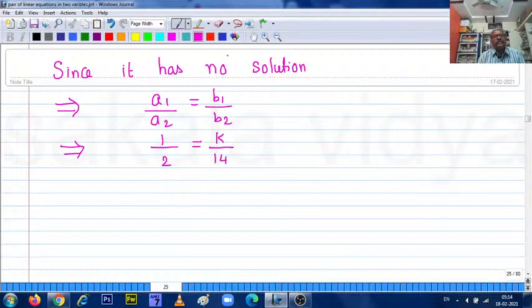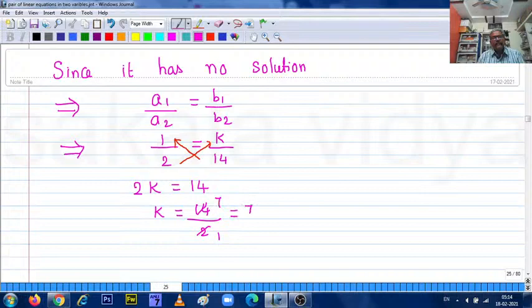Cross multiplication means you multiply like this. So now what do we get? 2 into k, 2k equal to 1 into 14, 14. Now we need to find out the k value. K equals to 14 divided by 2, so 2 sevens are 14, so 7. Therefore k equals to 7. This is the answer.